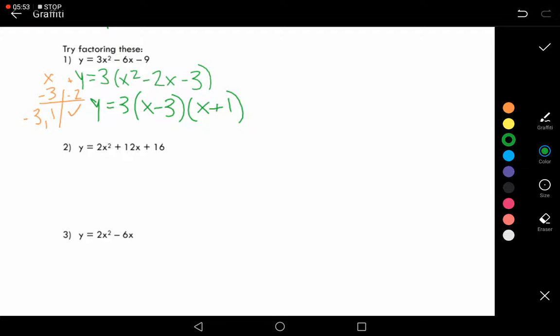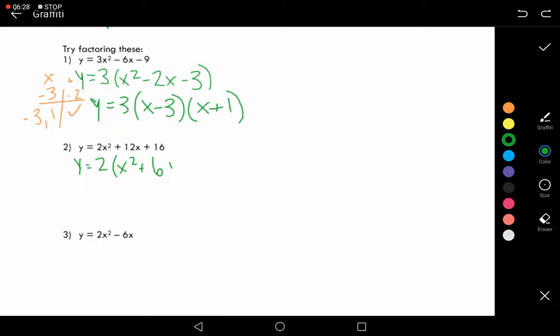The first thing that we want to always look for is common factor. Again, I see that there's no x on my last term, so I can't common factor out x. 2, 12, and 16 all divide by 2, so I am going to factor out that 2. Remember, factoring out just means dividing each of your terms by that number out front. So 2x squared divided by 2 is x squared. 12x divided by 2 is 6. And 16 divided by 2 is 8.